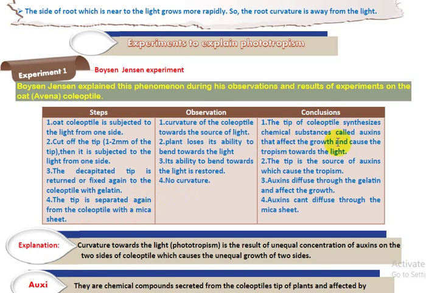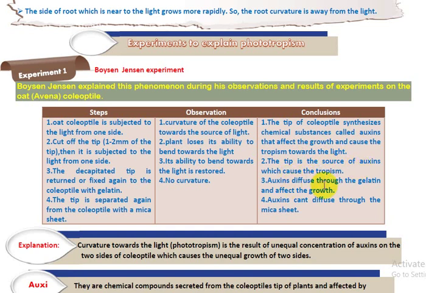The conclusion is the tip of the coleoptile synthesizes a chemical substance called auxin that affects the growth and causes the tropism towards the light. The growth is due to the unequal concentration of auxin, leading to unequal elongation, so the curvature takes place. The tip is the source of auxin, which causes the tropism.